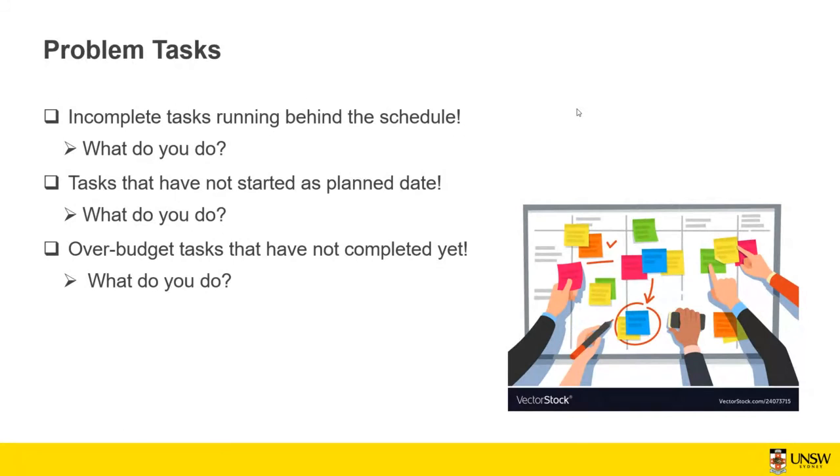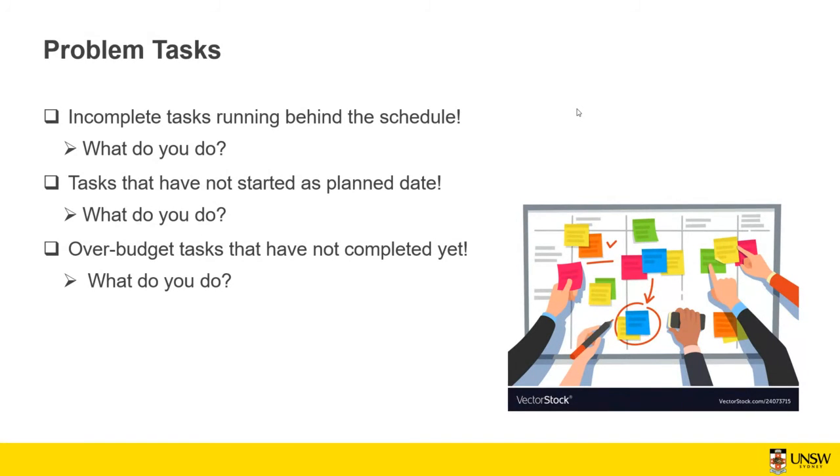Then you have the tasks that have not started as per planned dates. So what do you do? Again, you need to understand why it hasn't started yet, and see how you can resolve that. If you cannot resolve it and it cannot be started, maybe it's better to reschedule it and put it later, if it's not in the critical path. If it's in the critical path, then you need to, for example, do some kind of crashing for the future tasks that are dependent on this task in order to get things back on track.